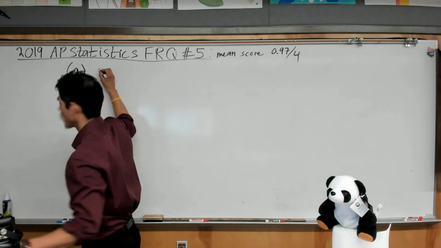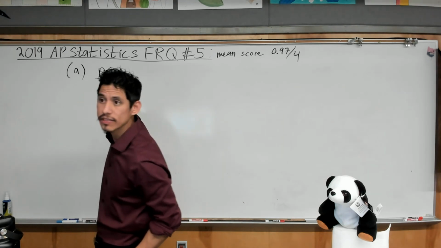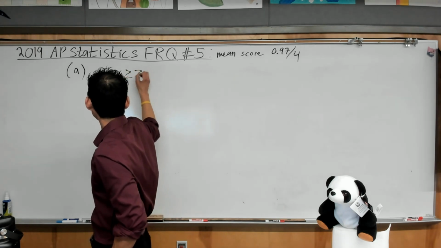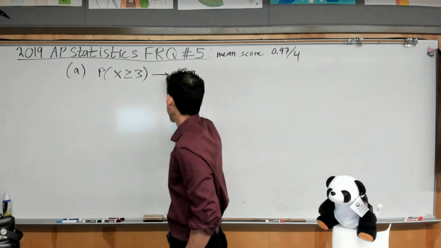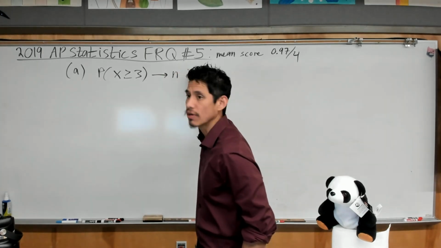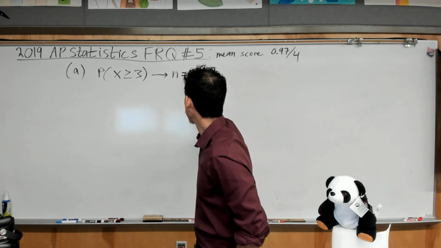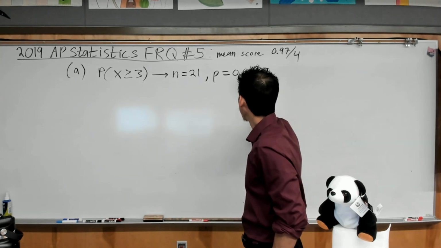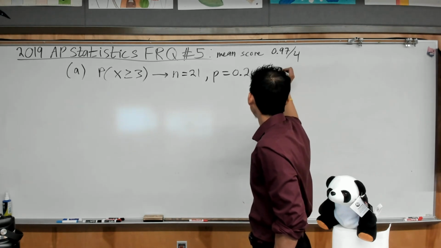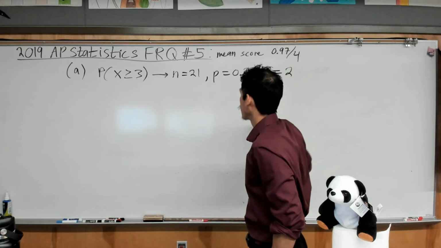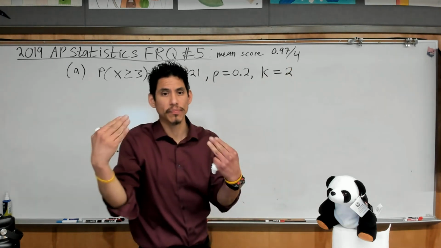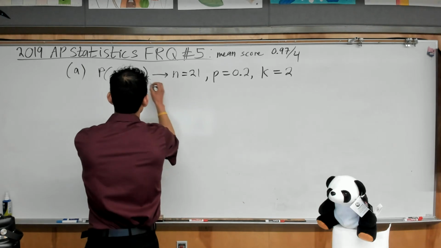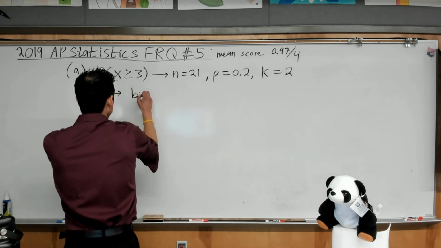So we have the probability that x is greater than or equal to 3. And in this case, we have 21 trials. So n is 21. The probability is 0.2. And k is going to be 2. Now it's going to be 2 because the binomial CDF function includes it and it only does less than or equal to.